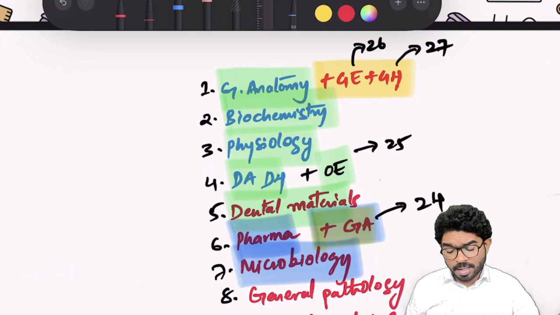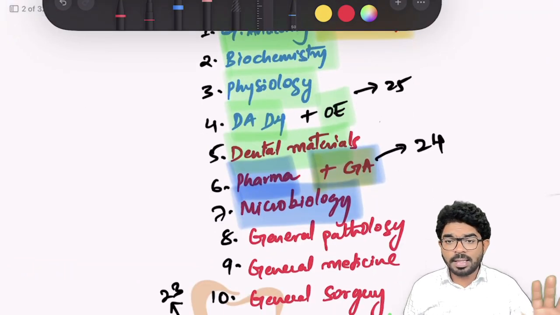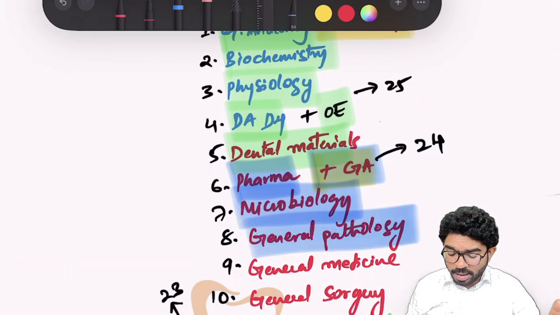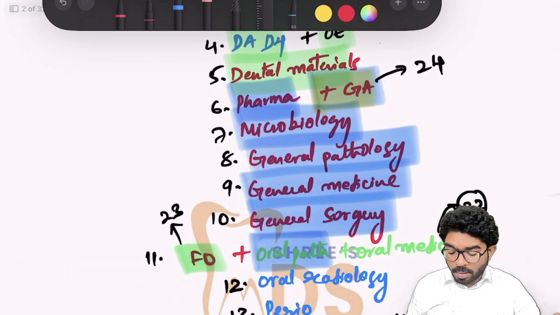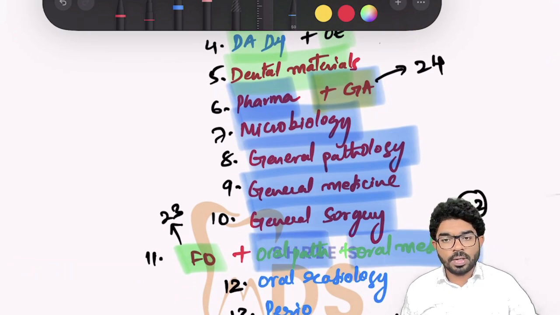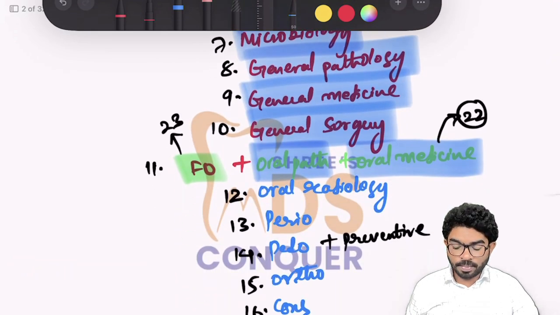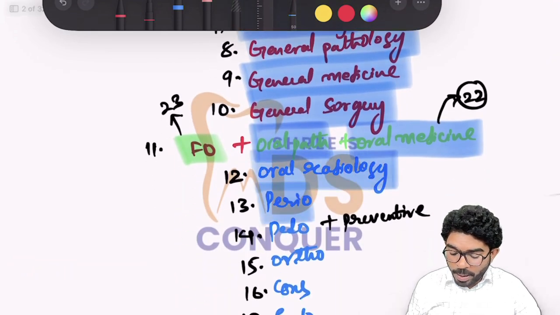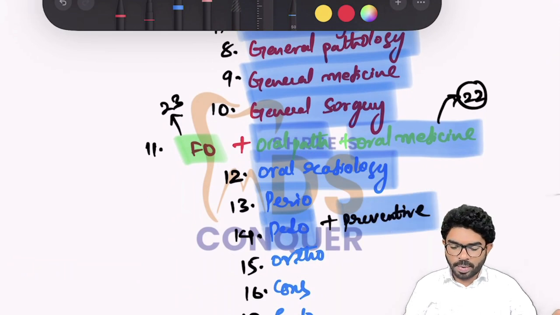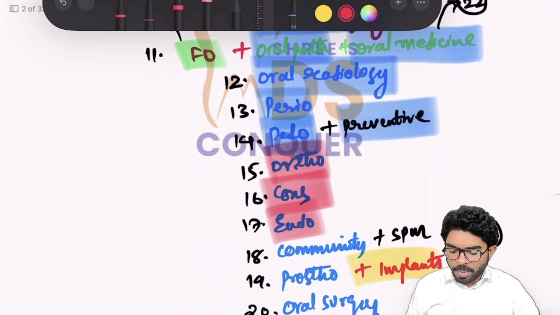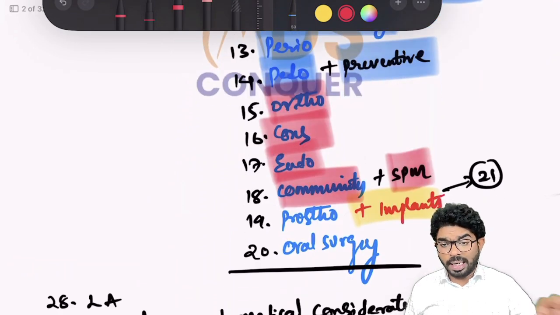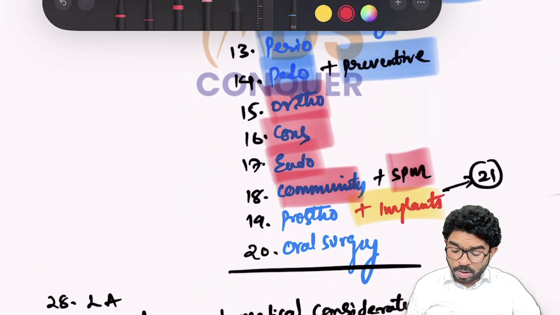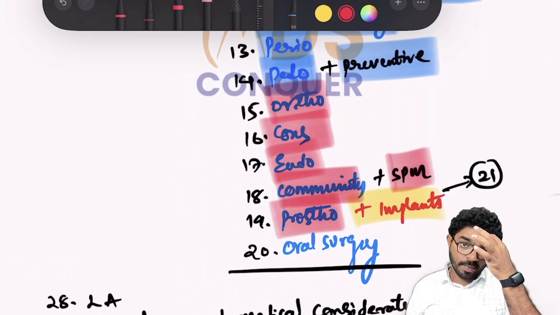Again, microbiology. Very specifically, if you ask me, oral microbiology, general pathology, general medicine, general surgery, oral pathology, oral medicine, and forensic odontology. So don't miss forensic odontology. Oral radiology, pedo, and preventive. Preventive dentistry is also very important from the examination point of view. Ortho, cons, endo, community, and we need to read community from the medical aspect also, which I have marked as SPM. Prostho and implantology. Implants are very important.